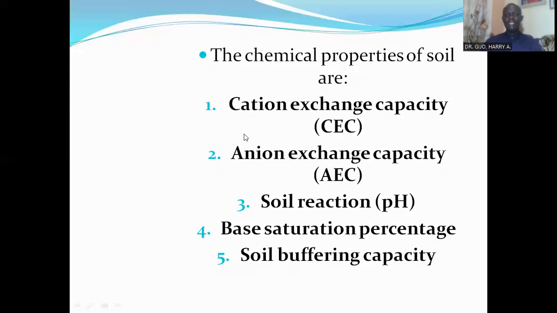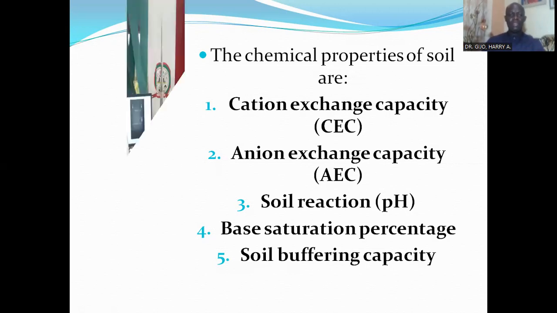In today's lecture, we're going to look at the chemical properties of soil. There are 5 chemical properties of soil we want to discuss today, and they include cation exchange capacity, anion exchange capacity, soil reaction, which is pH, base saturation percentage, and soil buffering capacity. These are the 5 chemical properties of soil we're going to discuss today.